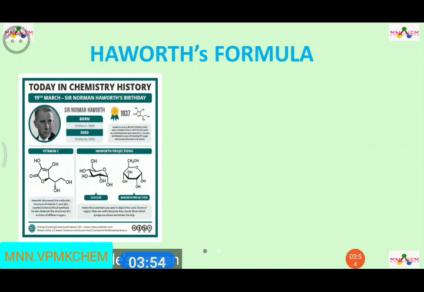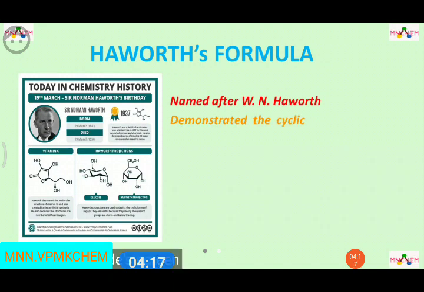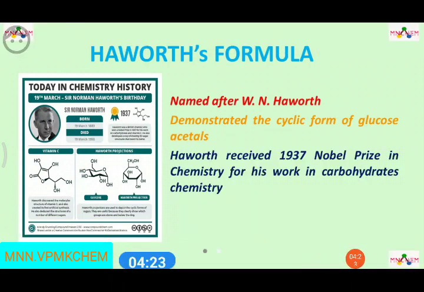Now, coming towards the Haworth formula, these are named after the scientist Sir Walter Norman Haworth. The Haworth formula demonstrated the cyclic form of glucose acetals, and because of Haworth's contribution in carbohydrate chemistry, he was awarded the Nobel Prize of 1937.